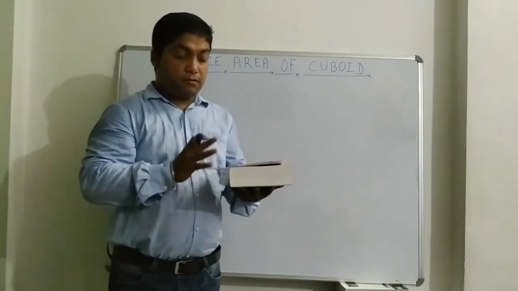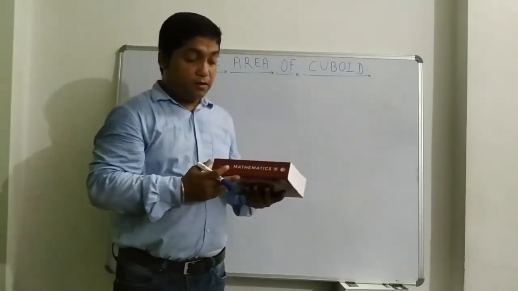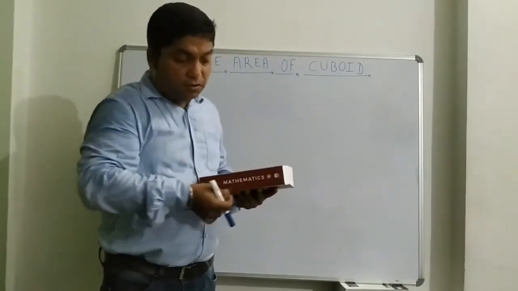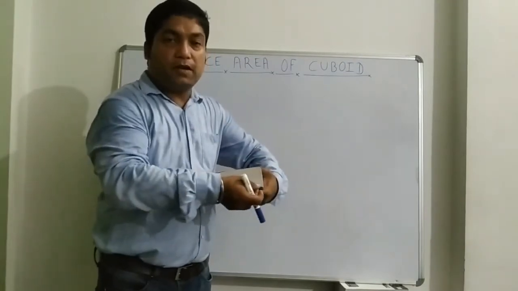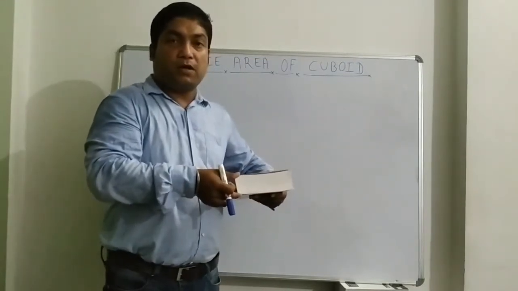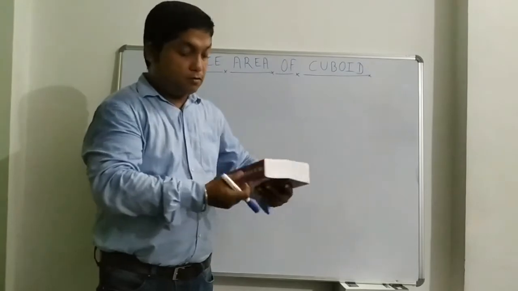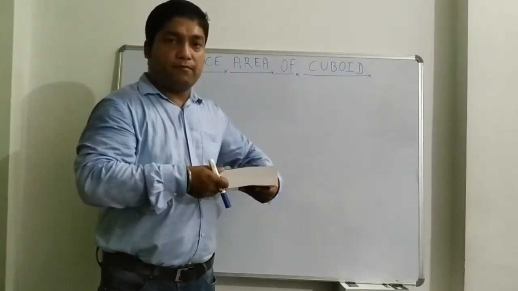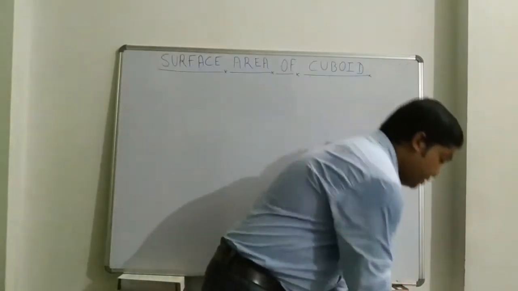In the cuboid, there is a length. This one is called the length, this one is called the breadth, and this one is called the height. Length, breadth, and height.